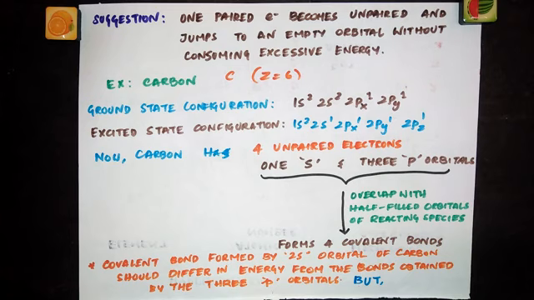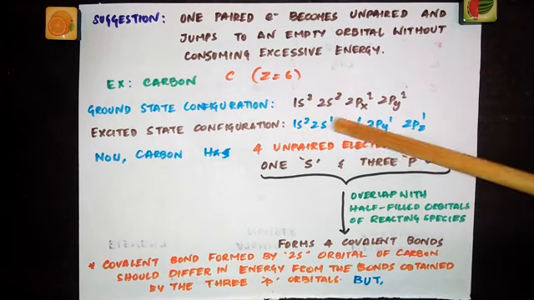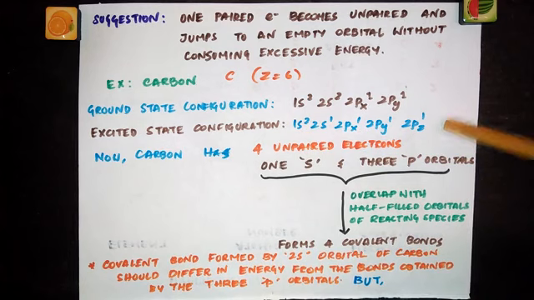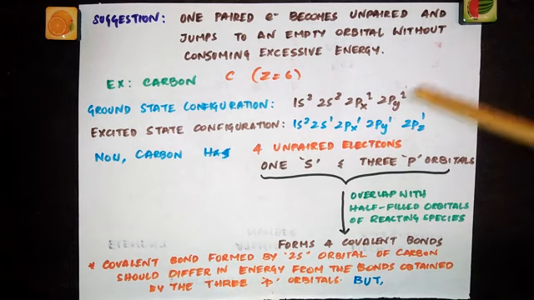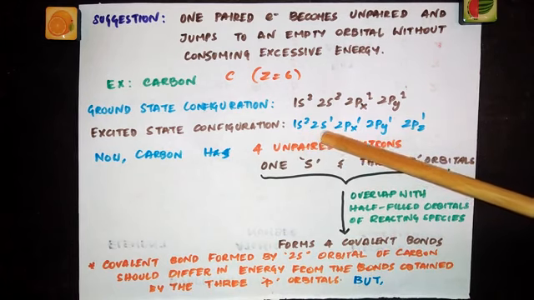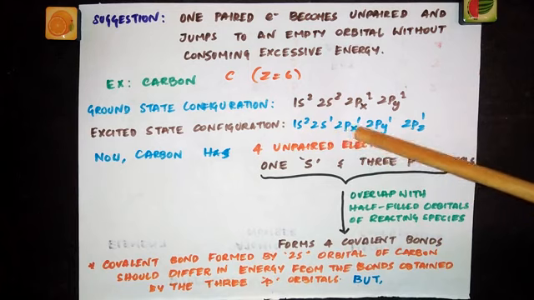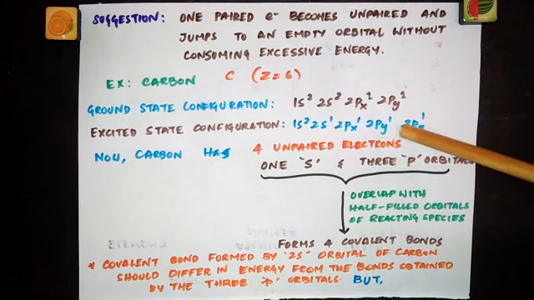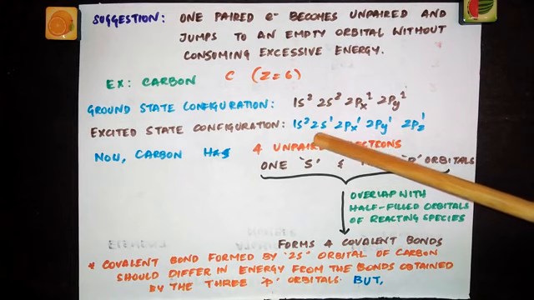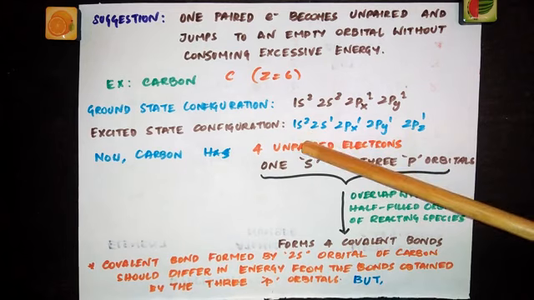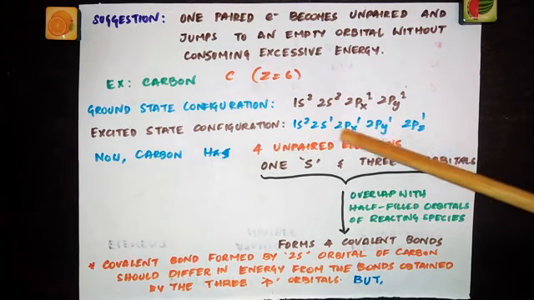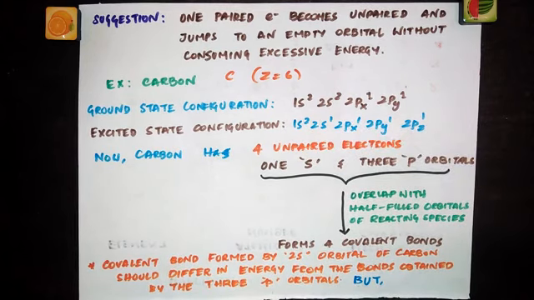So you are going to end up with 4 covalent bonds formed by the overlap of this 2s and 3 2p orbitals. You have to notice one thing here. The covalent bond formed by 2s orbital of carbon should differ in energy from the bonds obtained by these 3 p orbitals. I repeat, the covalent bond formed by this 2s orbital of carbon with another atom should differ in energy from the bonds obtained by these 3 p orbitals with other atoms.